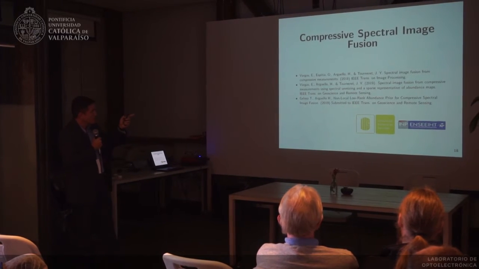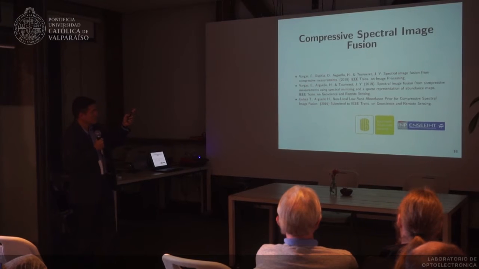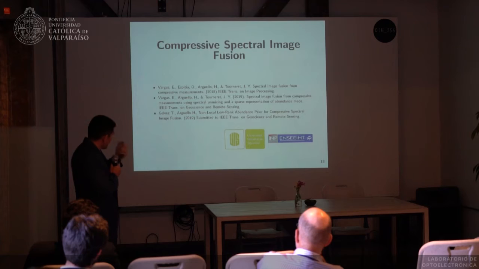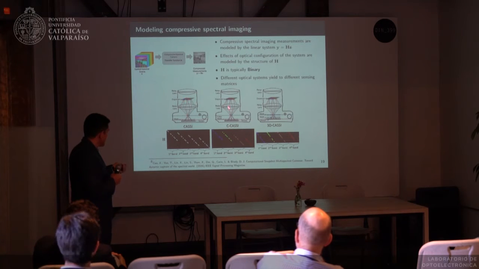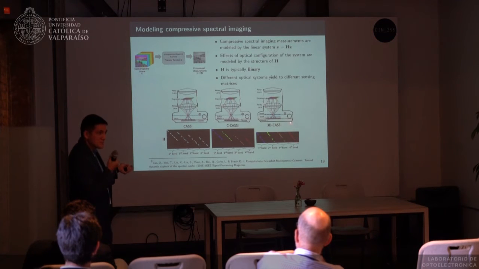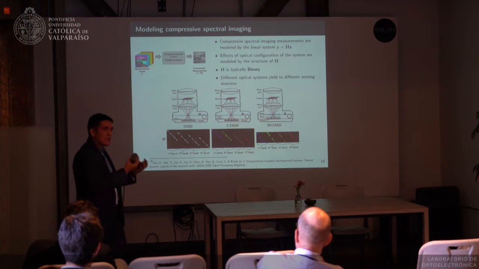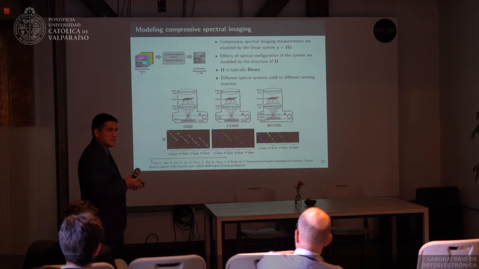This is another application that Hoover mentioned, the compressive spectral image fusion. Okay? And as Hoover explained to you, there are several architectures to capture the compressive information. This is a very common architecture. The difference between these architectures is the codification. For example, this is black and white codification, or zeros and ones. And this codification is more complex because you have filters in the codification. Of course, this is more expensive.